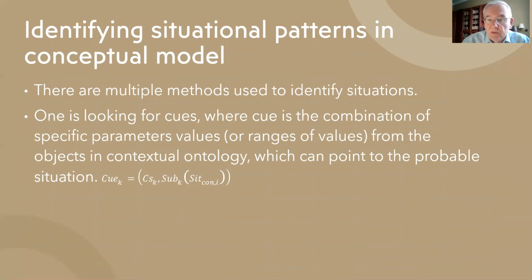An important problem resolved at this stage is the identification of situational patterns. There could be different approaches to identifying such patterns. One of them is looking for cues, where a cue is a combination of specific parameter values, or ranges of values, from the objects in the contextual ontology, which can point to the probable situation.